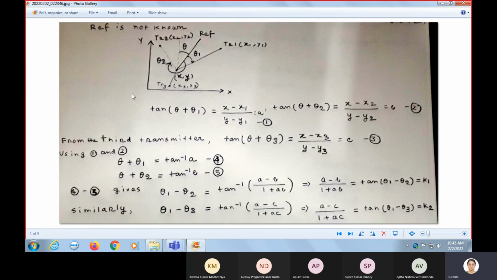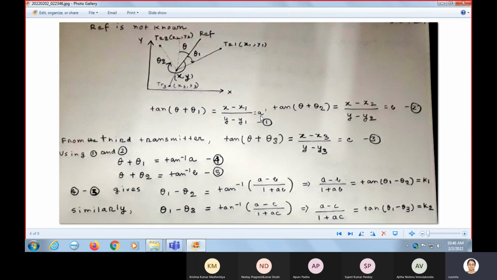The next one, the reference is not known. So we assume that the reference makes an angle theta with y. So this is theta. And since we are making measurements with respect to the reference, theta 1 and theta 2 only we know. We do not know theta. So what we do is we write the angle relative to the y direction. Then the angle will be theta plus theta 1. So tan of theta plus theta 1 is given by this. Then tan of theta plus theta 2 again given by this.